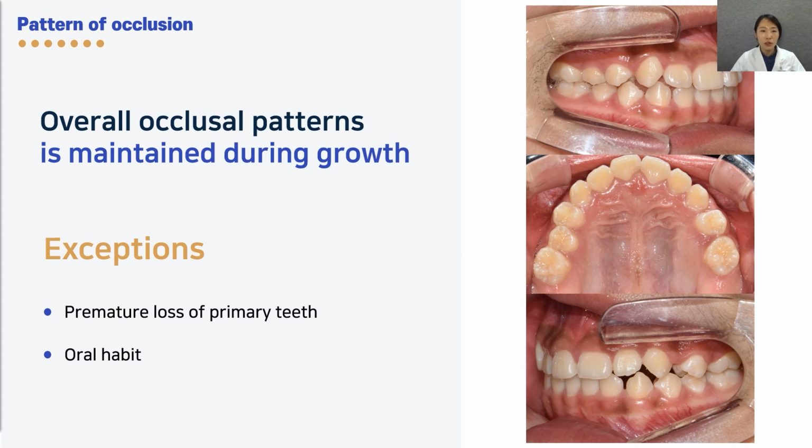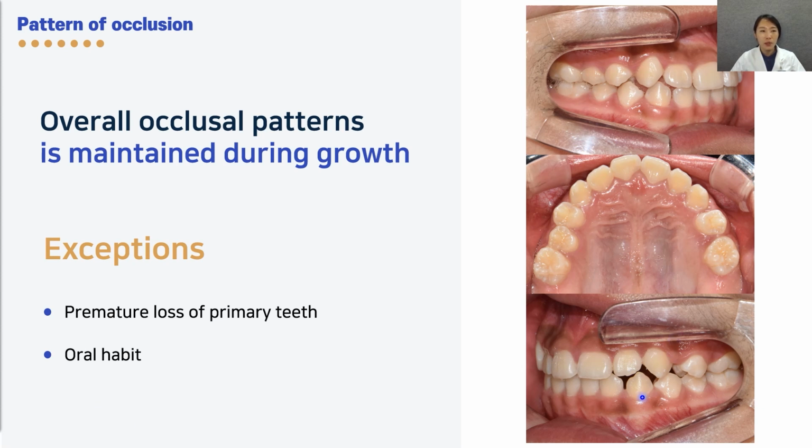The occlusal relationship remains nearly the same throughout the growing period, but in case of premature loss of primary teeth or parafunctional oral habits, such as finger sucking or mouth breathing, the overall pattern can be changed during the growth.